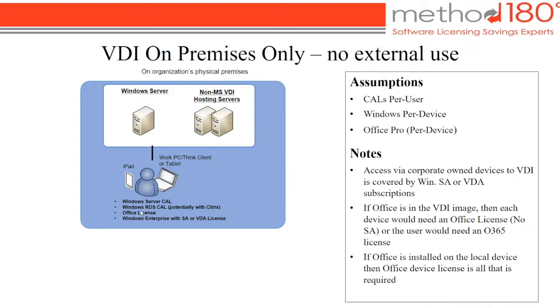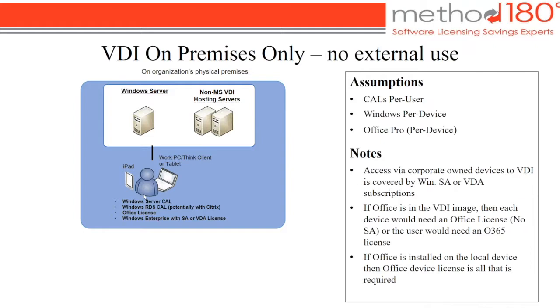You need to have an Office license, but the device-based licenses potentially could work here, because if this person is just accessing from their corporate desktop or laptop and they have a dedicated device, that dedicated device is allowed to access Office on a centralized server without incremental licensing.